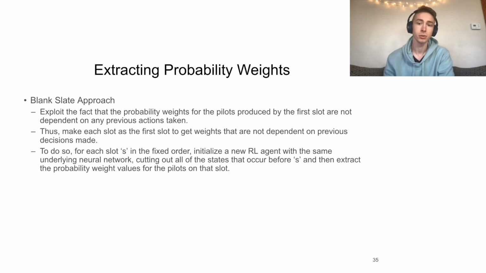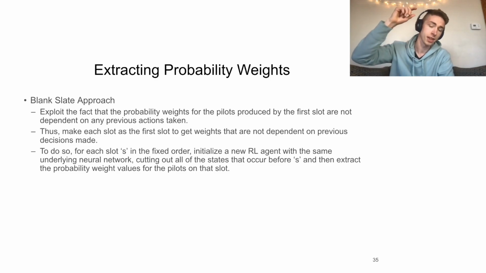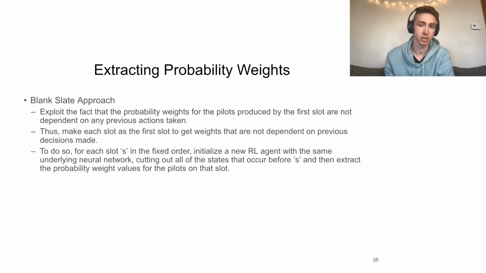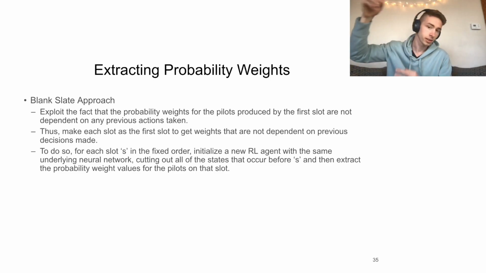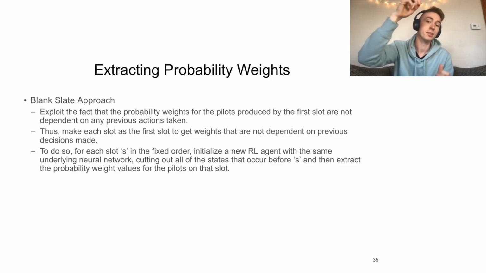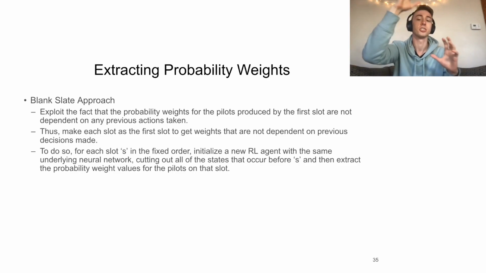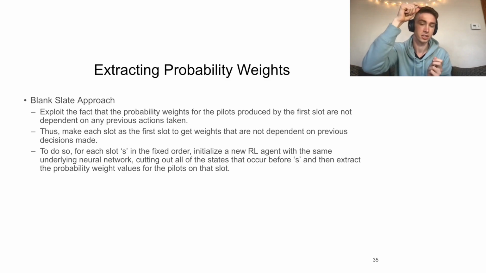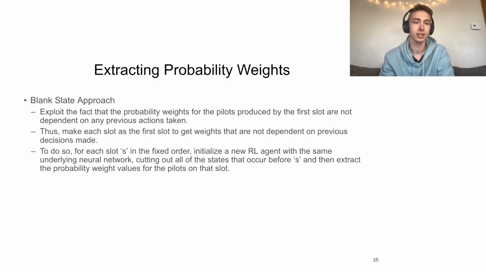And basically, what this does is it takes advantage of the fact that the first slot that we schedule in a round of scheduling is not predicated on any previous decisions made. So, what we do is we take each slot, and rather than shuffling them like in the Monte Carlo approach, we put each slot as the first slot and then make our decision and extract our probability weights just from that first decision. Then we reinitialize the problem with another slot as the first slot. And we do that for each slot to get our probability values.